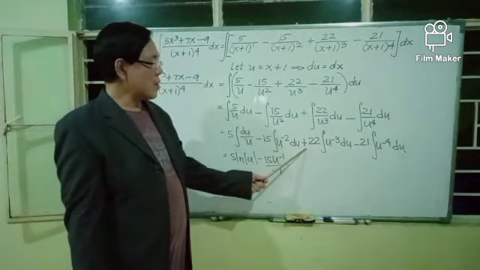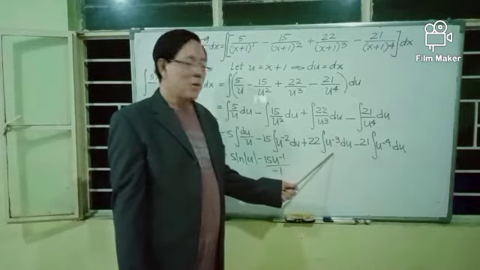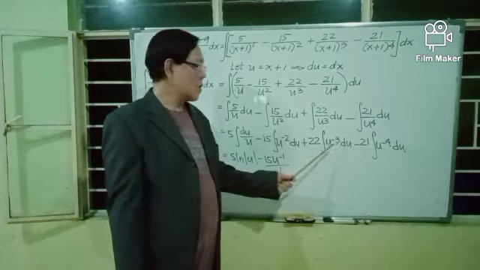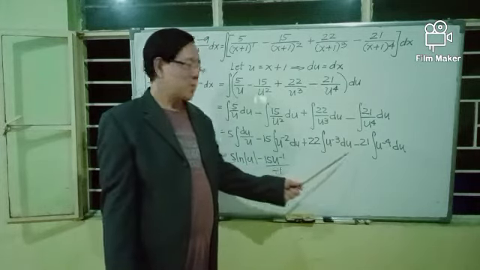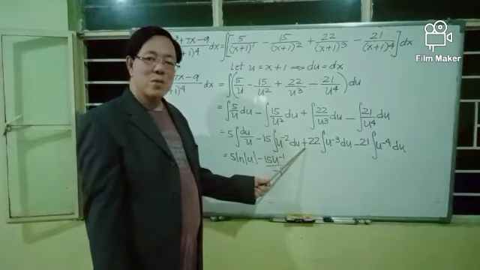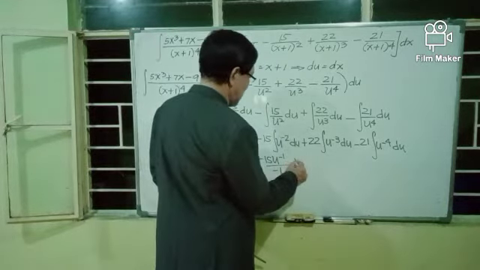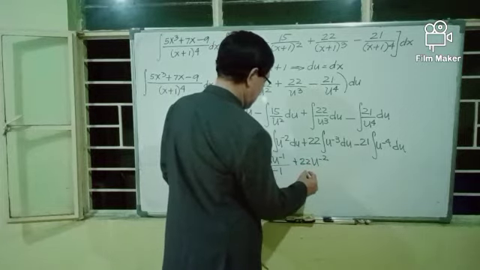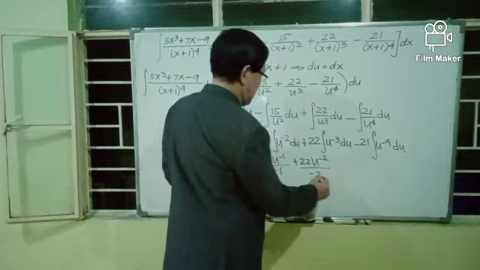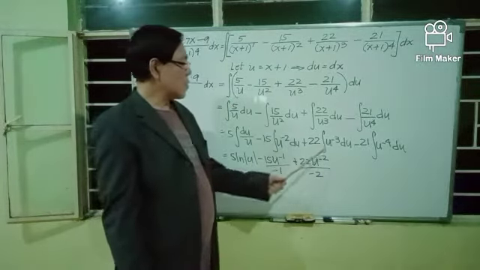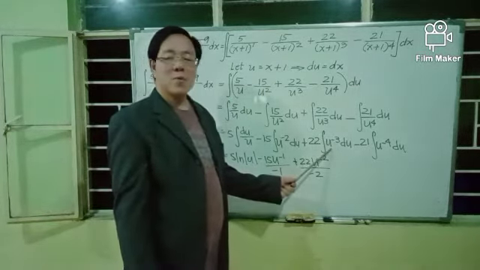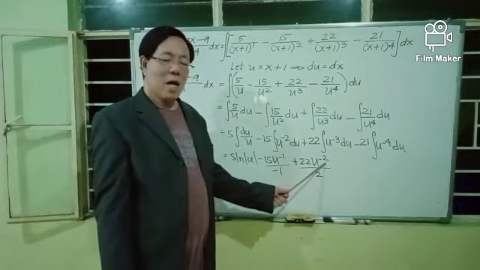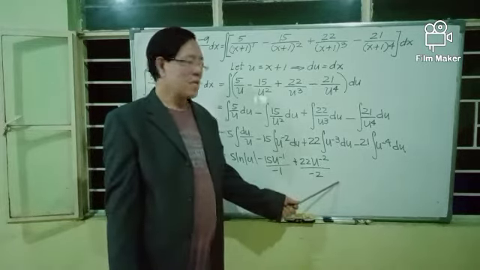The next term, 22, we apply again the power rule to the integral of u to the negative 3. We add 1 to negative 3, that's negative 2. And we divide this term by negative 2. Hence, the next term is plus 22 times u to the negative 2, since negative 3 plus 1 is negative 2, and we use that answer as divisor, divide by negative 2.